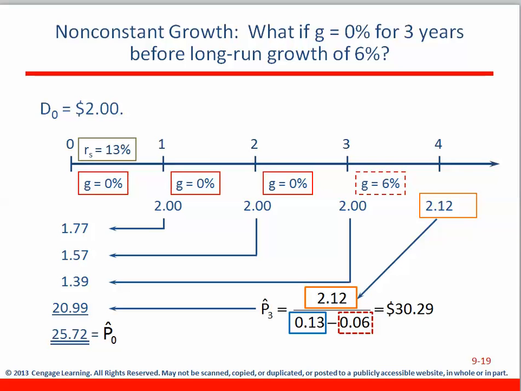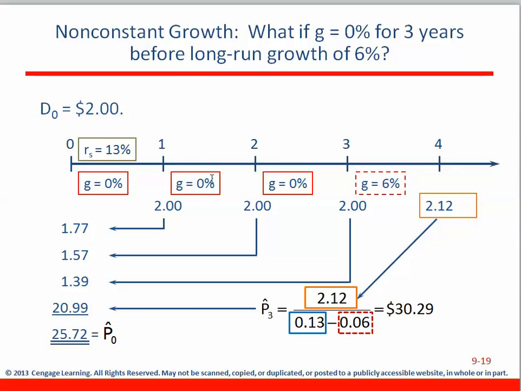Okay, so here's another non-constant growth problem. So what if G is 0? It doesn't matter what G is in the beginning years. So if G is 0, then I've got 2, 2, and 2, and then it becomes 6%. So here at time 3, I've got D4 is 2 times 1 plus 6 is 2.12 over RS minus G, and so my stock price in time 3 is now 30.29, and I do it just like I did the other one.